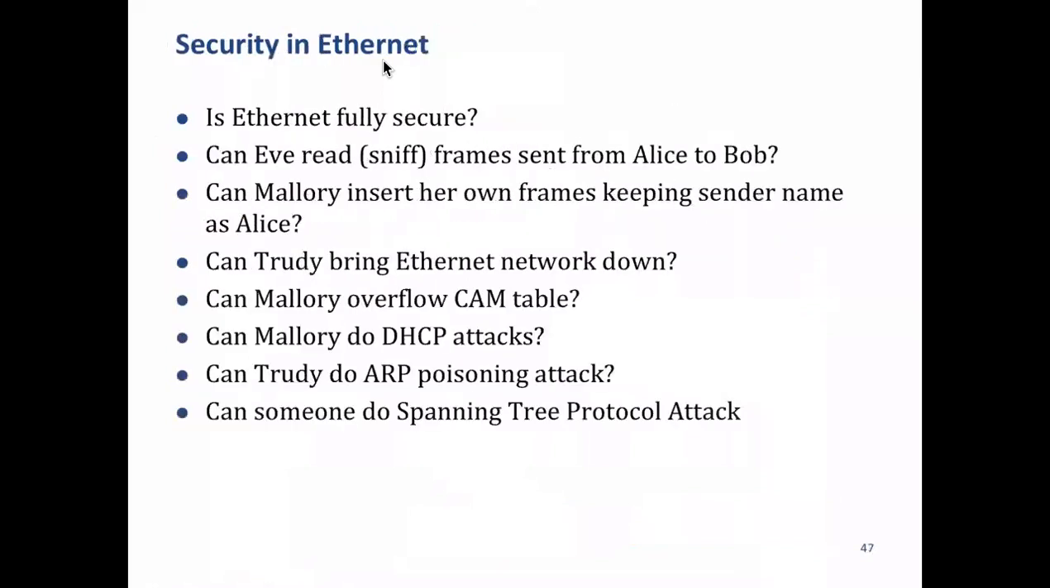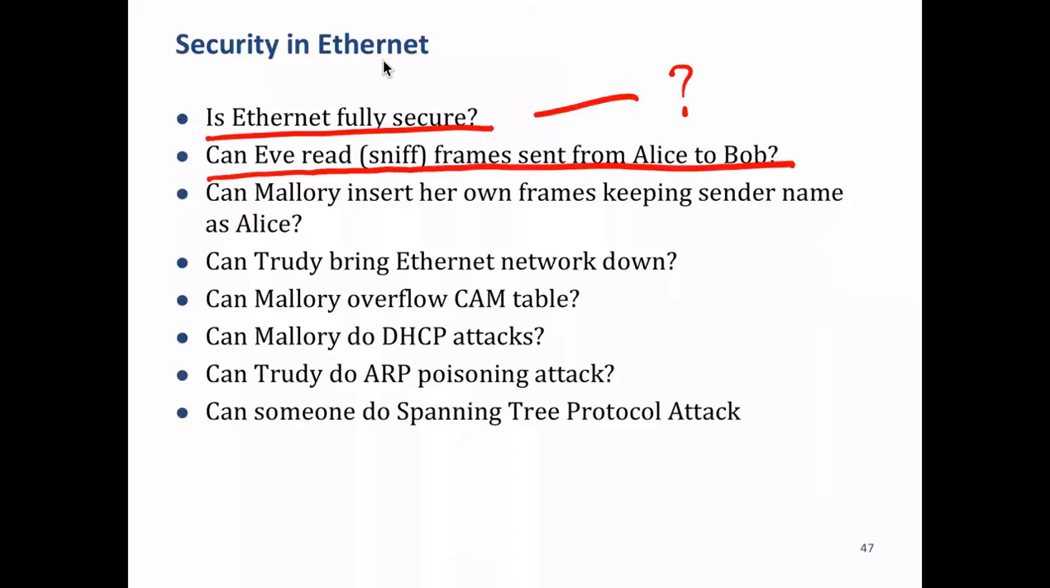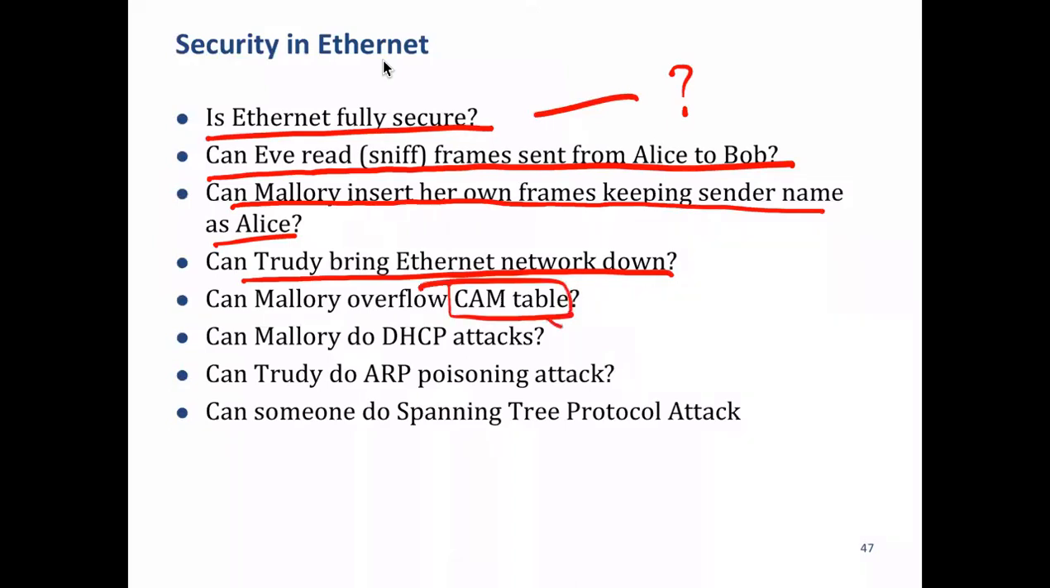So for security in Ethernet, we'll have to find out if Ethernet is really secure. Can Eve read a frame sent from Alice to Bob? Can Mallory insert her own frame from a spoofed sender name to Alice? One can always change the MAC address and keep putting frames inside. Can Mallory bring the Ethernet network down? These switches are there in offices, and if Mallory wants to bring the whole network down, what can you do? Can we overflow the routing table inside, which we look at as the CAM table?